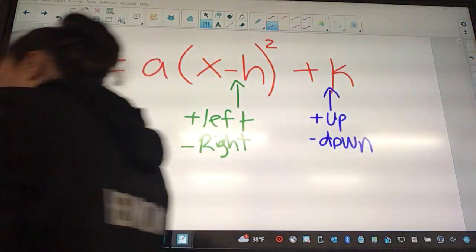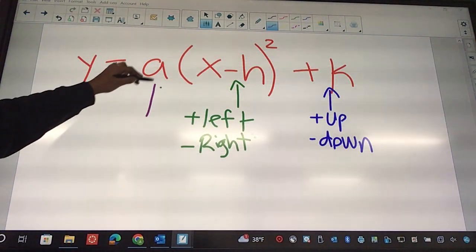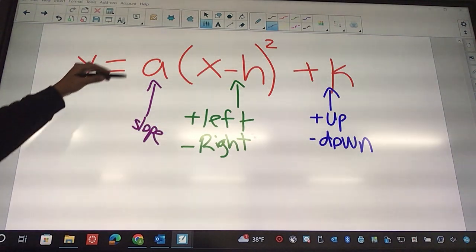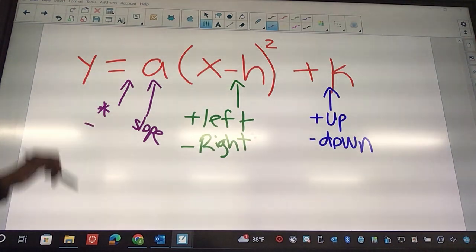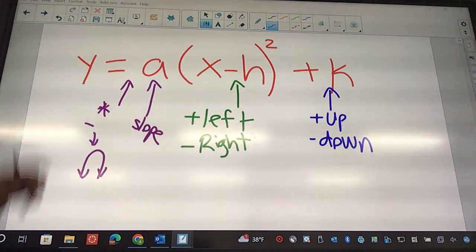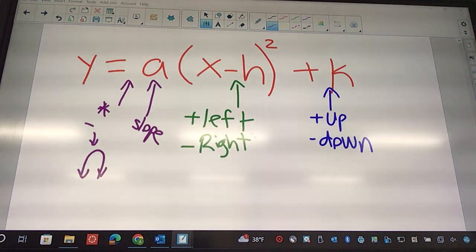Okay, and then there's 2 other pieces. The A is going to be our slope, which we will talk about. And if, and I say if, there's a minus, that makes our picture open down. So if there's no minus there, then our graph's going to be opening upwards. If there is a minus, it's going to open downwards.